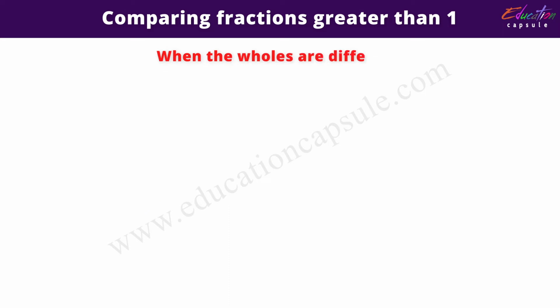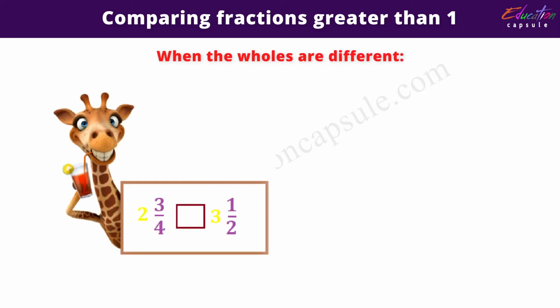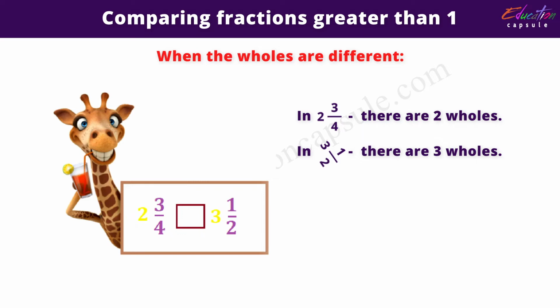When the wholes are different. So here, as you can see, in 2 3/4 there are 2 wholes, whereas in 3 1/2 there are 3 wholes. 2 is less than 3, that means 2 3/4 is less than 3 1/2.